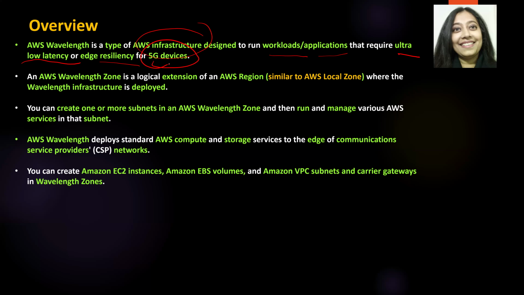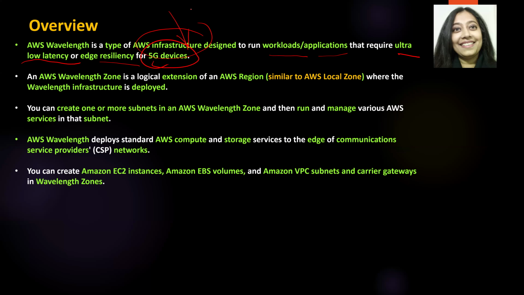First, that it is a type of AWS infrastructure. Second, it is designed to run workloads and applications that require ultra low latency or edge resiliency. And lastly, it is typically used for 5G devices. So applications or workloads that require ultra low latency or edge resiliency, particularly used by 5G devices, or in simple words, telecom providers or communication service providers or someone like that. It's essentially used for those purposes.